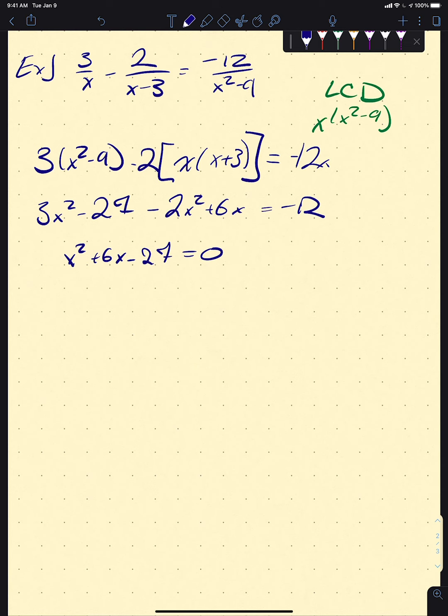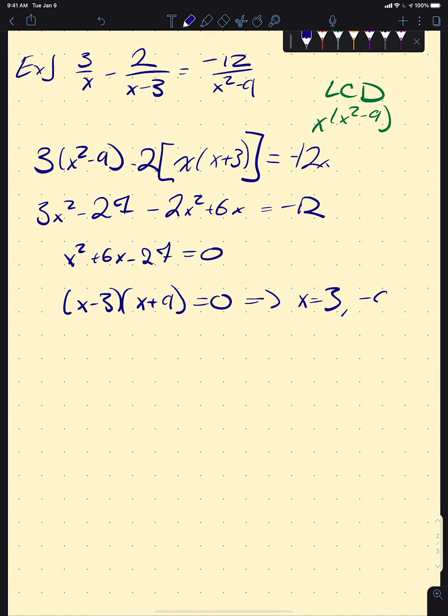We need to factor this, so we need things that multiply to negative 27 and add to 9. That would look to me like x minus 3 and x plus 9, both equaling 0, which gives me 2 possible solutions, x equals 3 and x equals negative 9. But once again, we need to check both of these solutions just to make sure that they hold valid under this equation. So I'm going to check my work here in green again.